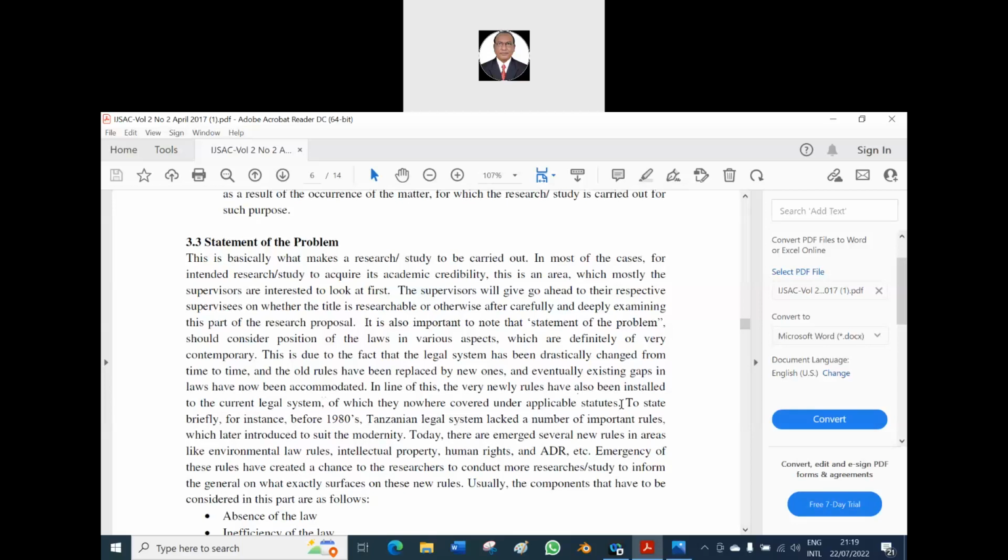enacted in that regard. To state briefly, for instance, before the 1980s, the Tanzania legal system lacked a number of important rules. Yes, it is true. Which were later introduced to suit modernity. The new laws will be followed over there. Today, several new rules have emerged in areas like environmental law, intellectual property, human rights, ADR, even cyber torts or cyber crimes. The emergence of these rules has created a chance for the researcher to conduct more research studies to inform the general public and what exactly is the surface on these new rules.